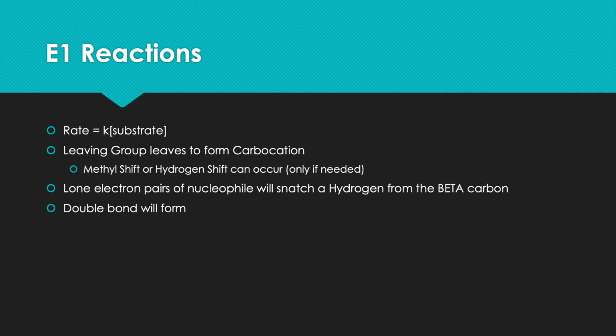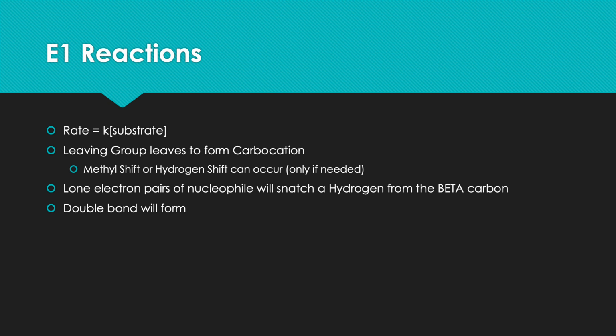E1 reactions. The rate of an E1 reaction is determined by k, which is a constant, times the concentration of the substrate. The concentration of the substrate matters in the rate of the reaction because if it has a bad leaving group, it's harder for the substrate to make a carbocation. If this is so, the rate of the reaction will be slowed. On the other hand, if there is a good leaving group, the substrate can form the carbocation a lot quicker, making the rate of the reaction a lot faster.